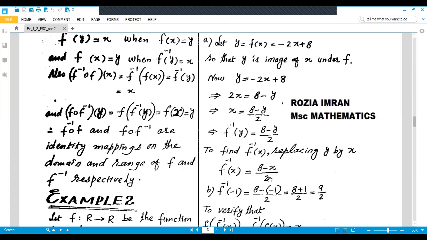Now the second part, part b, is f inverse of minus 1. Where you find x, you put minus 1. So 8 minus into minus 1, so 8 plus 1 divided by 2, which is 9 over 2.